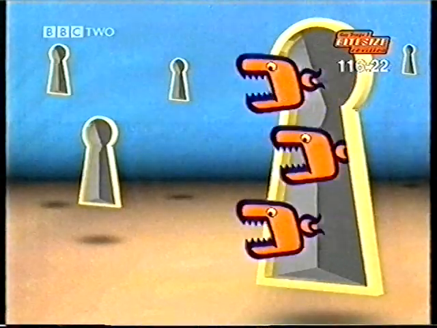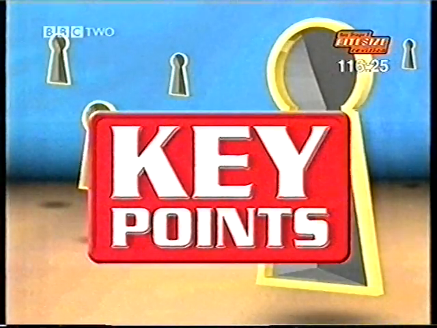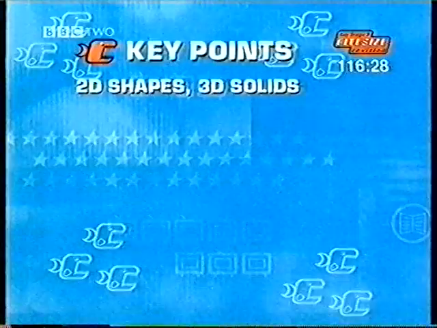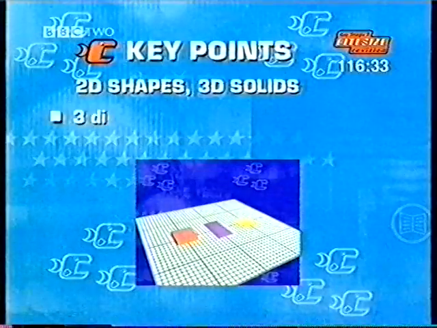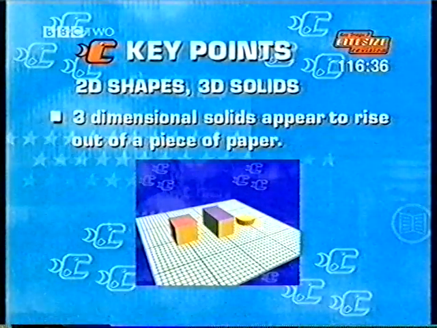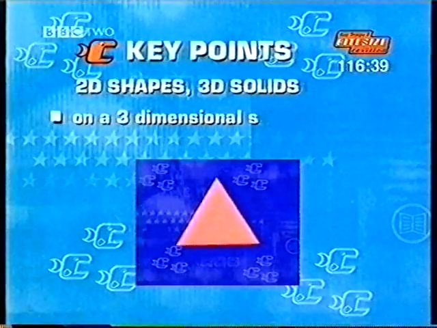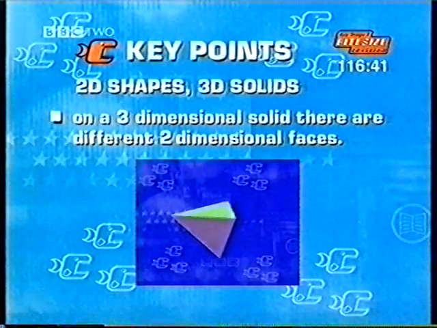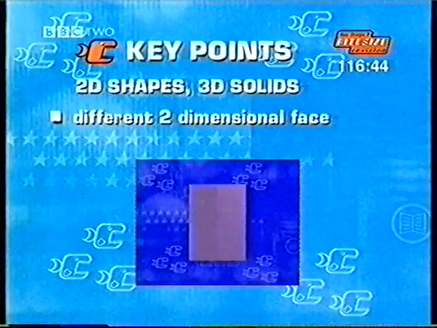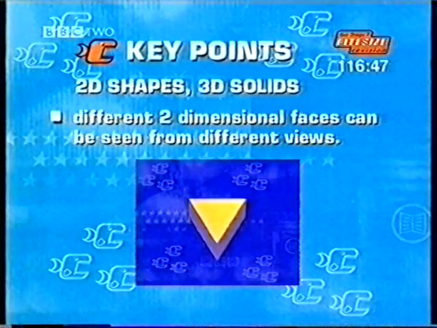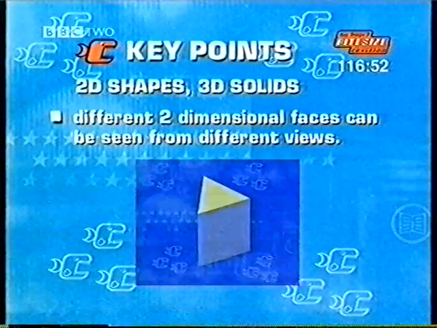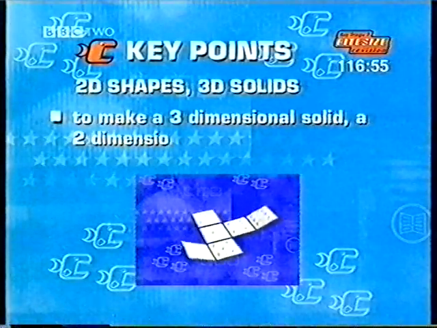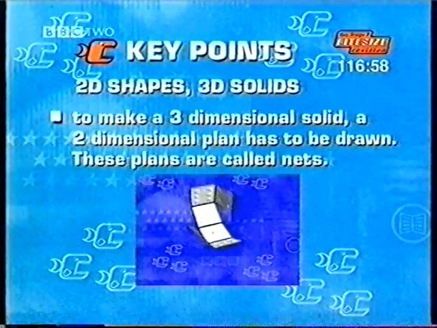That should help you. Right, let's recap. Two-dimensional shapes appear flat on a piece of paper. Three-dimensional solids appear to rise out of a piece of paper. Three-dimensional solids have two-dimensional faces. Three-dimensional solids have different two-dimensional faces when viewed from the top, front or side, known as the top, front or side elevations. To make a three-dimensional solid, a two-dimensional plan has to be drawn. These plans are called nets.